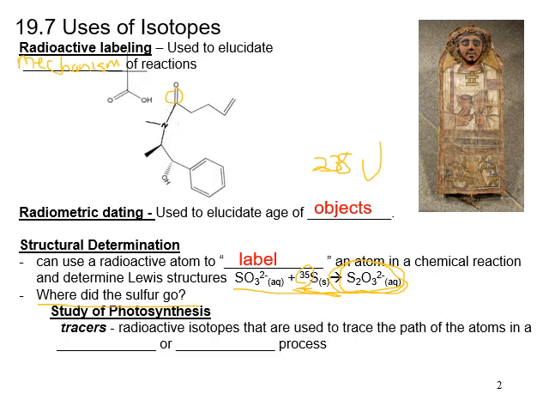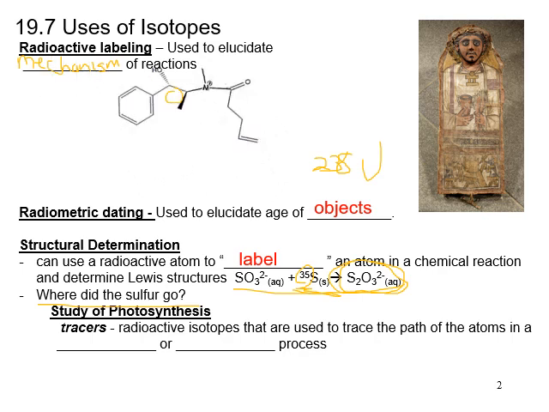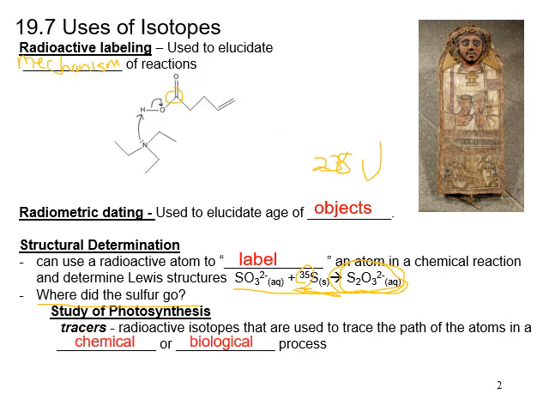For studying photosynthesis, tracers were used, which are radioactive isotopes that are used to trace the path of the atoms in a chemical or biological process. So all those different cycles that you learn about in metabolism, like the Krebs cycle and the TCA cycle, all that stuff was elucidated using tracers. Either oxygen-18 to see where the oxygen ends up, carbon-14 to see where the carbons end up, and what molecules in those different metabolic pathways.